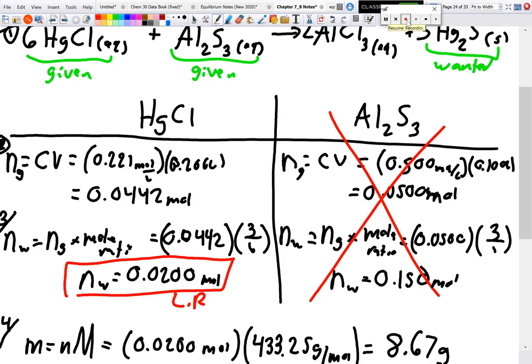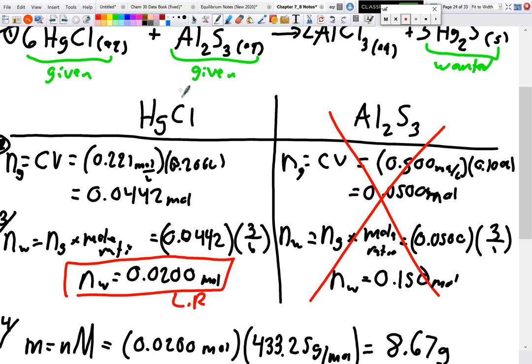All right, and what you should get should look something like this. We have the number of moles that are given for mercury 1 chloride and aluminum sulfide, which is just C times V, and we get our respective moles for both. And then finally, number of moles wanted. Same thing, we do this calculation twice: number of moles given times the mole ratio. For mercury chloride, the mole ratio is 3/6, which we have right here, to give us number of moles wanted, 0.0200. And for the aluminum sulfide, the mole ratio is 3/1, so that's why we have that, and we get 0.150.